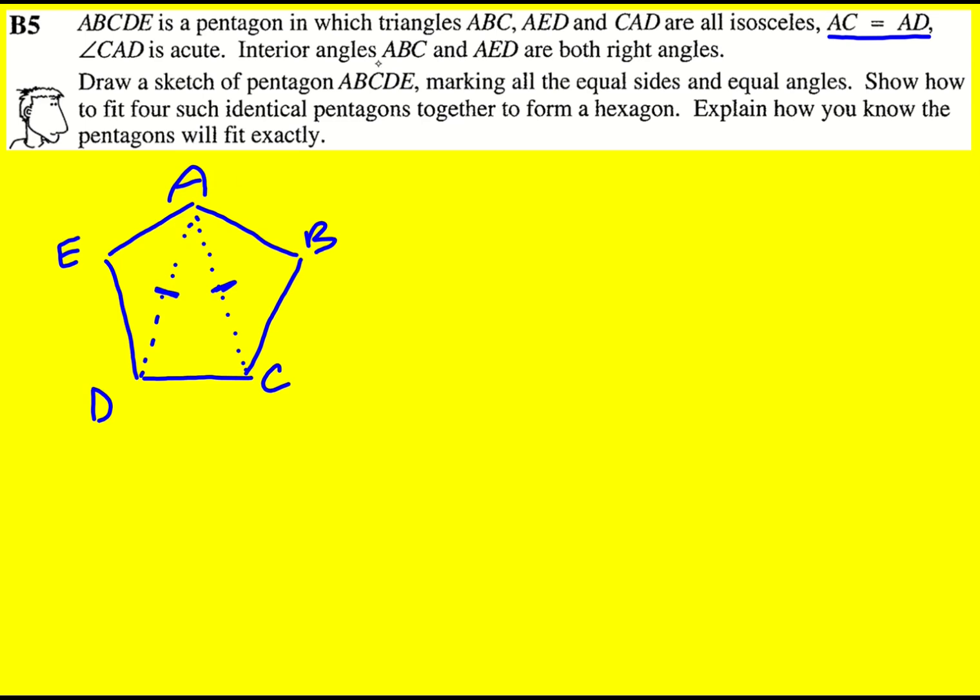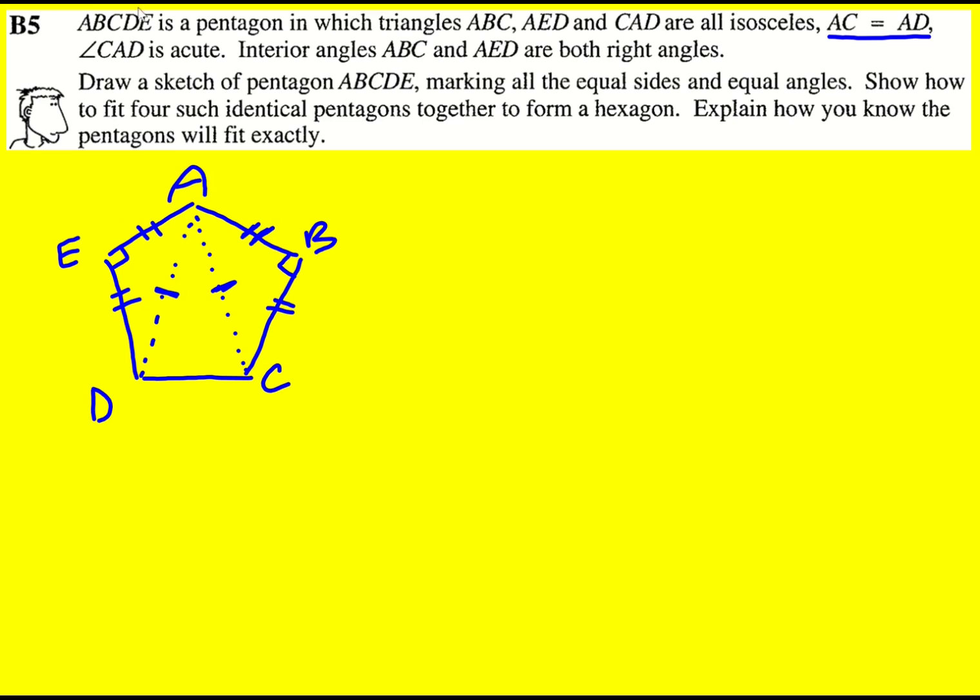CAD is acute, and ABC and AED are both right angles. And what that tells us actually is that these two will definitely be the same, and these two will definitely be the same. We don't technically know if they're all the same. Yes, we do, because when we do Pythagoras, you get the same hypotenuse for both. So what this is actually saying is that all four of those sides are equal.